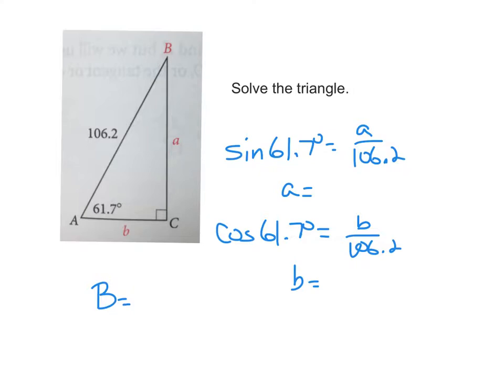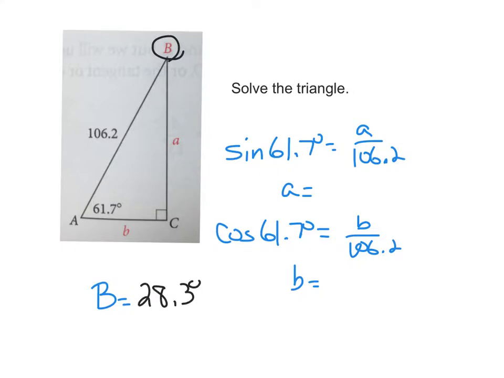I'm going to start with a big B first. Big B, anytime it's a capital letter, it stands for an angle. And I know two angles already are 90 and 61.7. And I know all three angles of a triangle add up to be 180. So I'm going to do 180 minus 90 minus 61.7. And that gives me 28.3 degrees. So there's 28.3 degrees for B, for angle B.